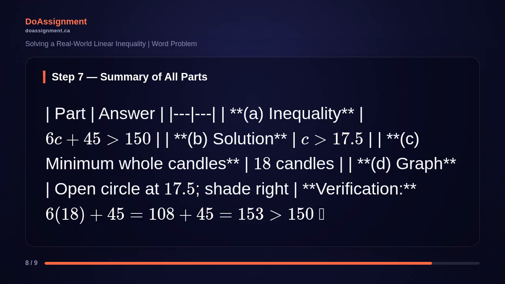To summarize, Part A, the inequality is 6C + 45 > 150. Part B, solving gives C > 17.5. Part C, since candles must be whole numbers and 17.5 is not a whole number, the minimum is 18 candles, and we verify 6 times 18 plus 45 equals 153, which is indeed greater than 150. Part D, graph an open circle at 17.5 and shade to the right.